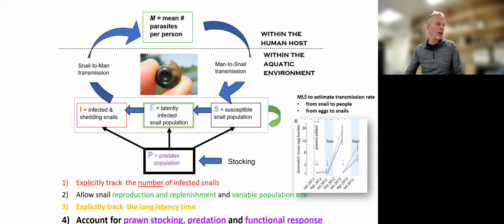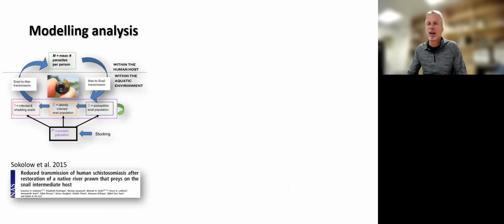And then we also used the reinfection data that we had, with a maximum likelihood estimator, to estimate the transmission rate from snails to people and from eggs to snails. Those are parameters that are otherwise almost impossible to estimate empirically through direct observations.